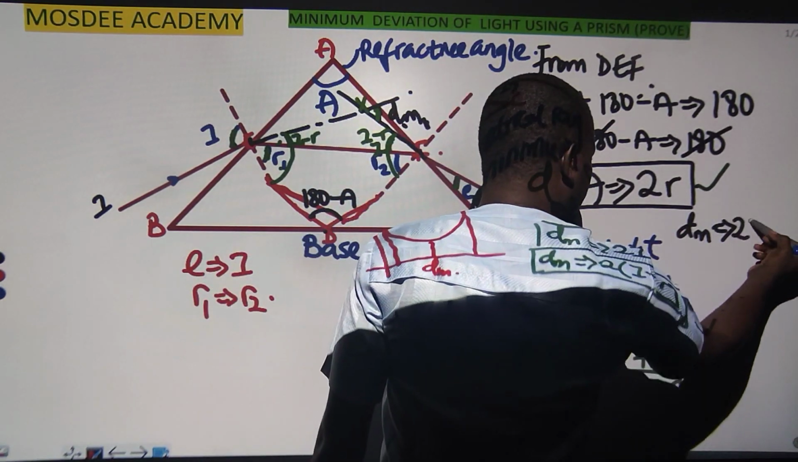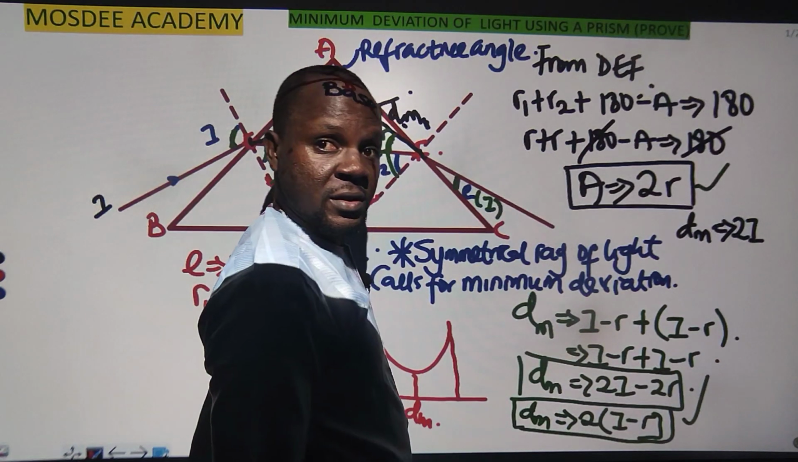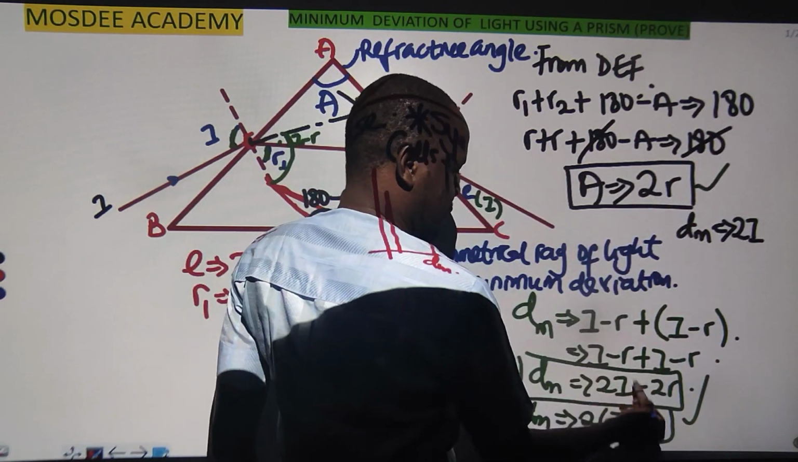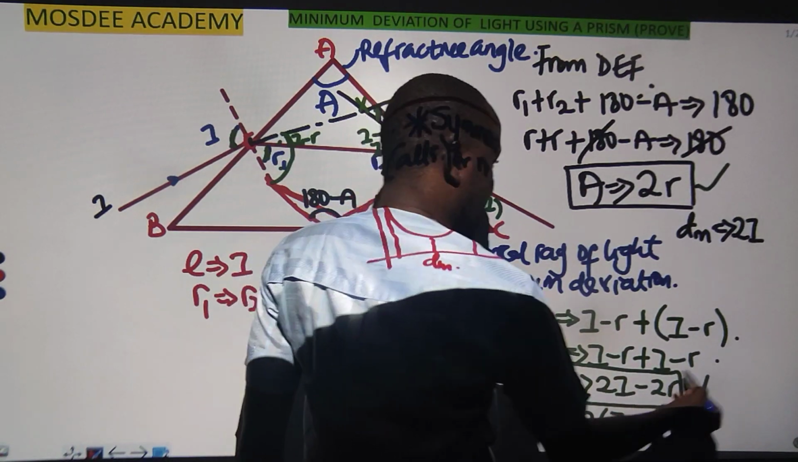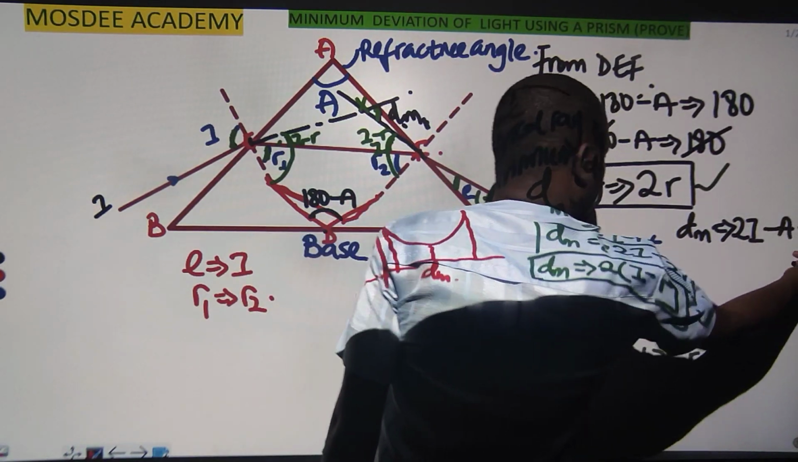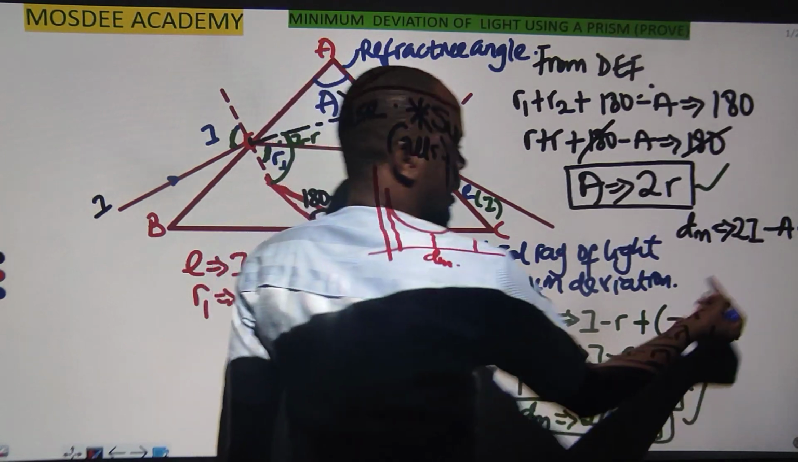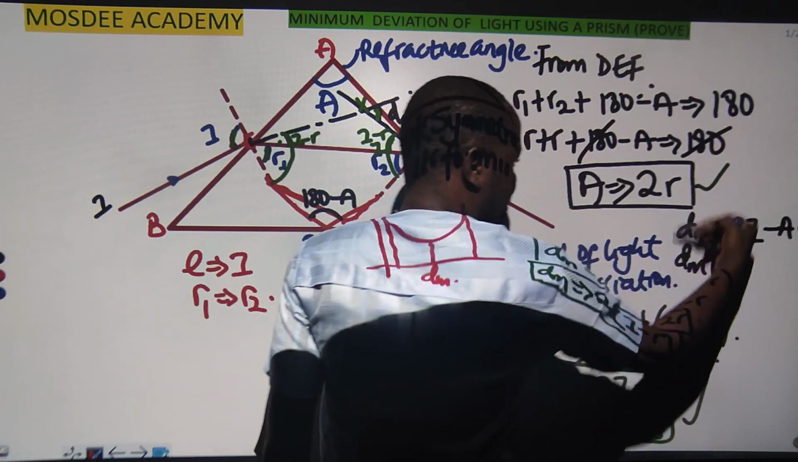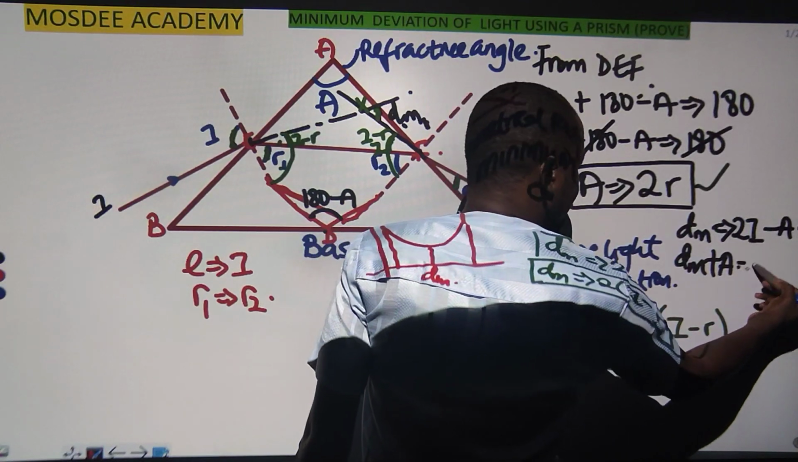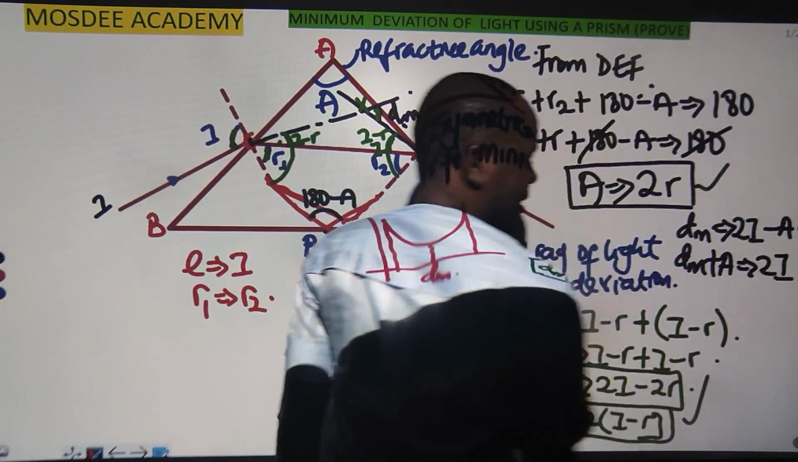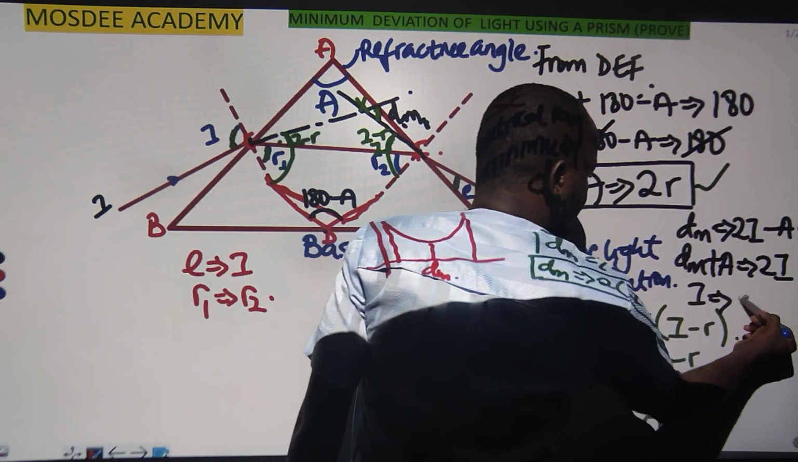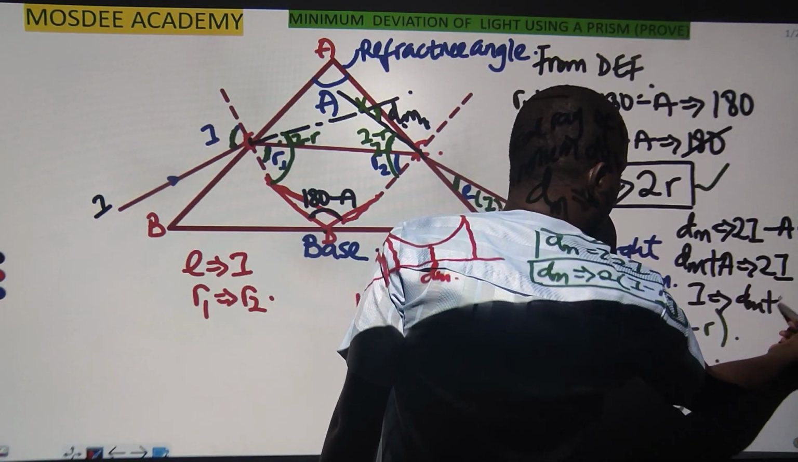It's not that we don't know what this is. 2I, I mean I'm not cutting, 2I minus 2I. What is 2I? A. So if I say 2I minus A, that's the same thing. So I can say here, dm plus, when this one moves from here, A is equal to 2I. Let's make use of the formula. I will now be equal to dm plus A over 2.